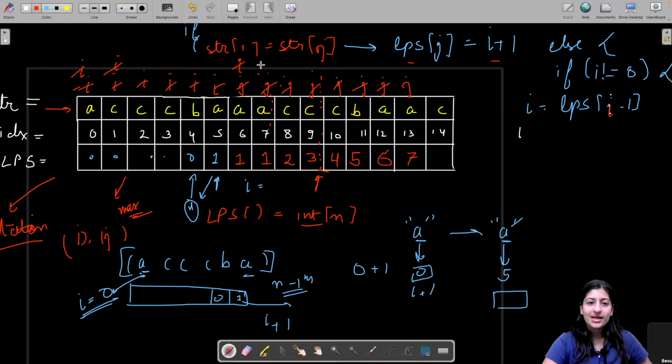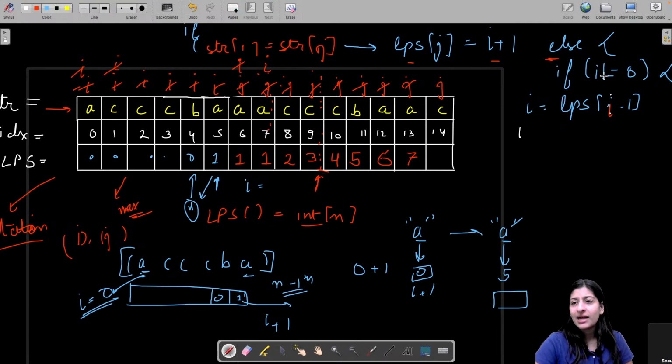Move your I to the next index. Move your j to the next index. Now wait, there is a mismatch. You have moved to the end of your string, but there is a mismatch. A is not equal to C. So what are you going to do in this case? Since at this position it's a mismatch, definitely one position behind must have been a match. Only then I moved my I.